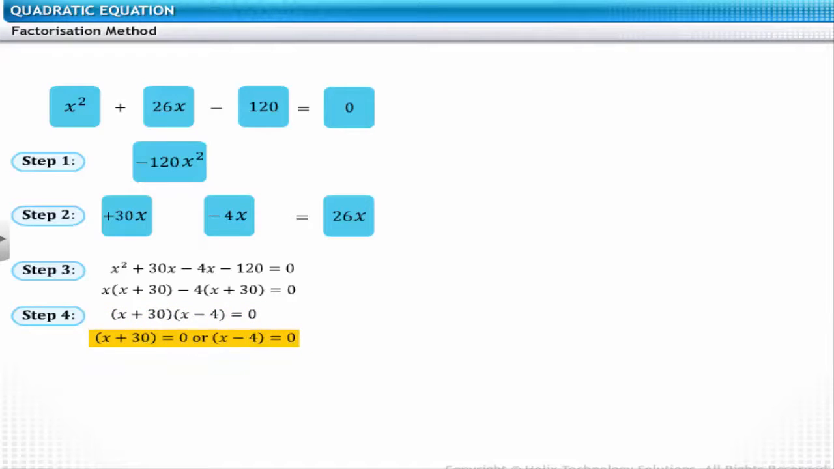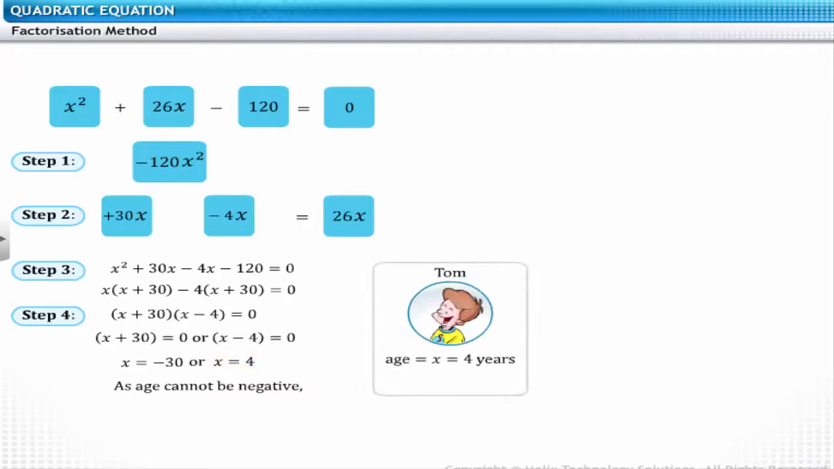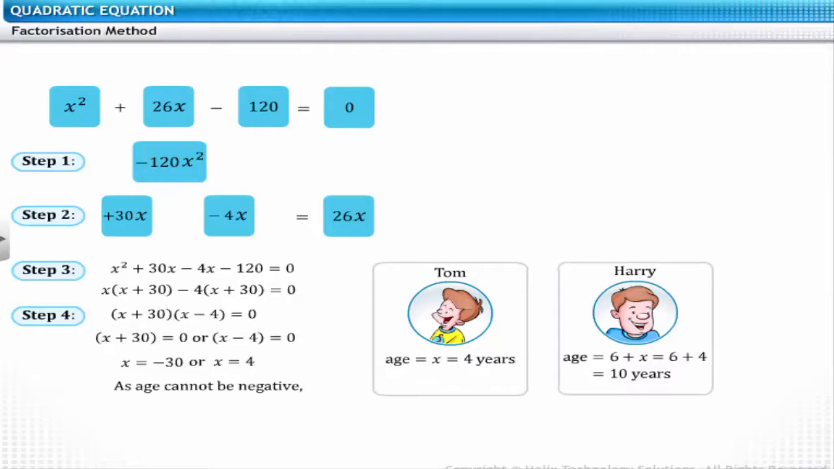Thus, the roots of the quadratic equation are minus 30 and 4. As a person's age cannot be negative, the solution to the problem is 4. Therefore, Tom's present age is 4 years, and Harry's present age is 6 plus x is equal to 6 plus 4 is equal to 10 years.